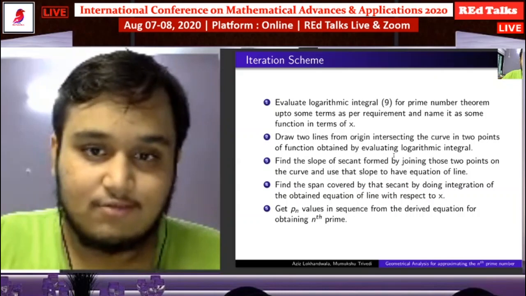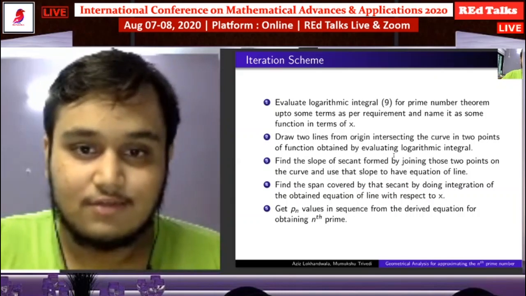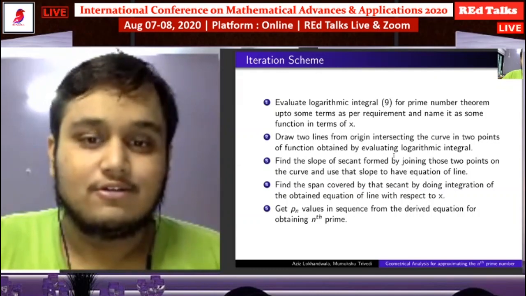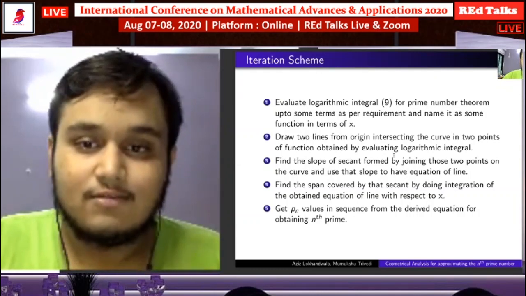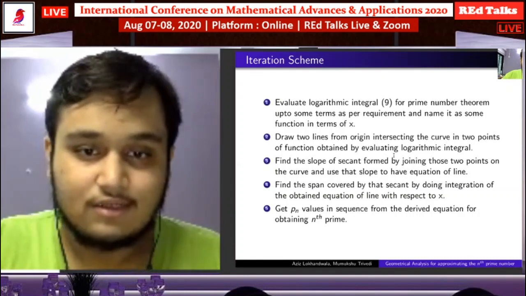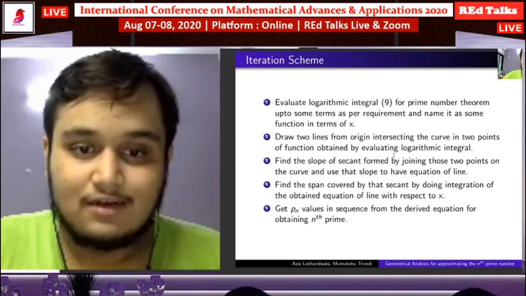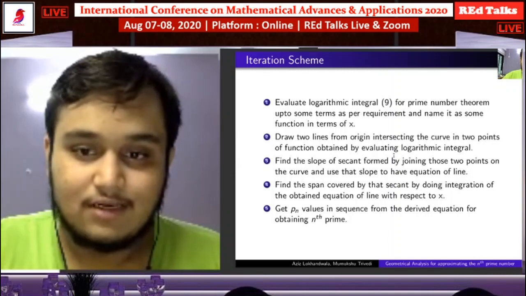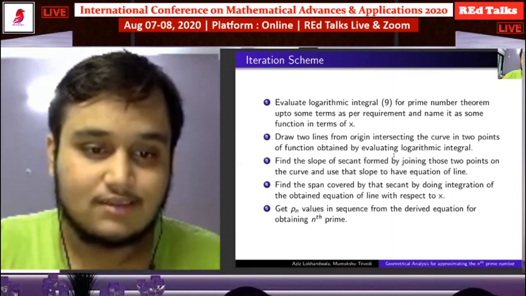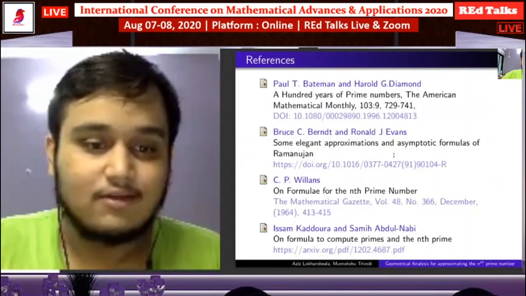Draw two lines from the origin intersecting the curve at 2 points of the function obtained by evaluating the logarithmic integral. Find the slope of the secant formed by joining those 2 points on the curve and use that slope to get the equation of the line. Find the span covered by that secant by integrating the obtained equation of the line with respect to x. Get Pn values in sequence, where Pn is the nth prime from the derived equation.